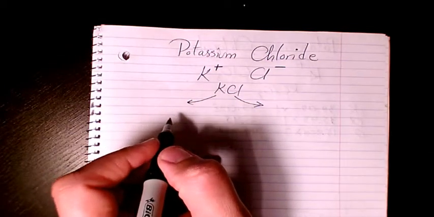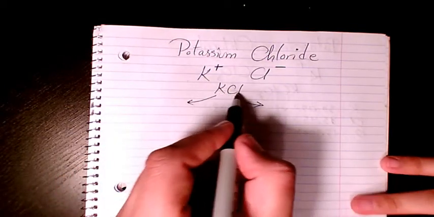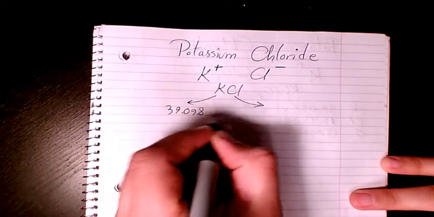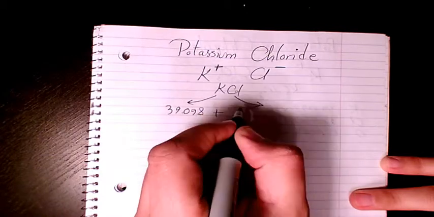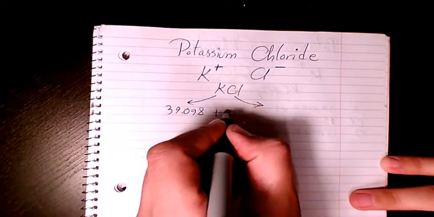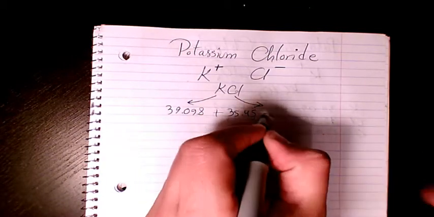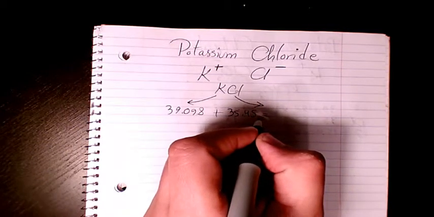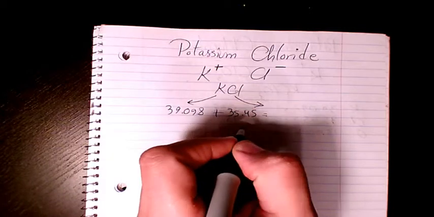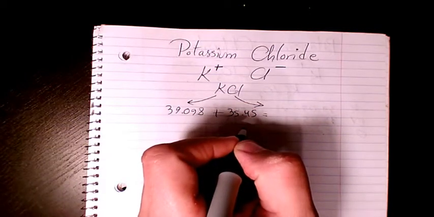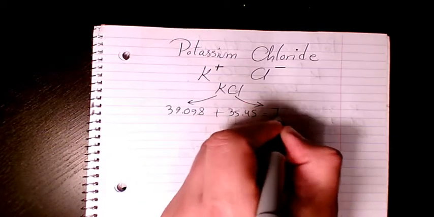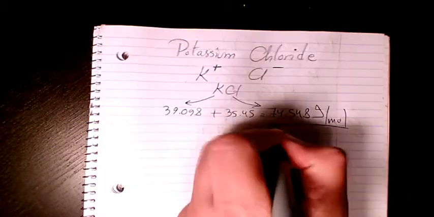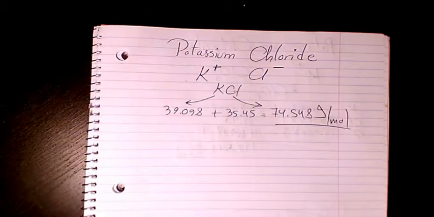each of these elements, and we have one from each, so it's going to be 39.098, and this one from the periodic table, 35.45. Then I need to add them. 35.45 plus 39.098, 74.548 grams per mole. So that's the molar mass of potassium chloride.